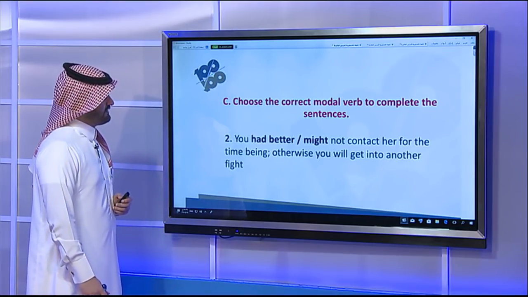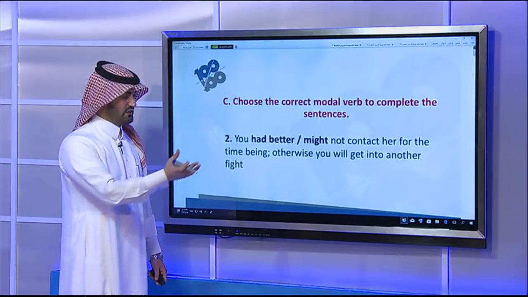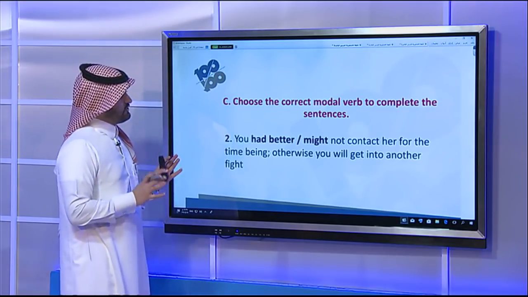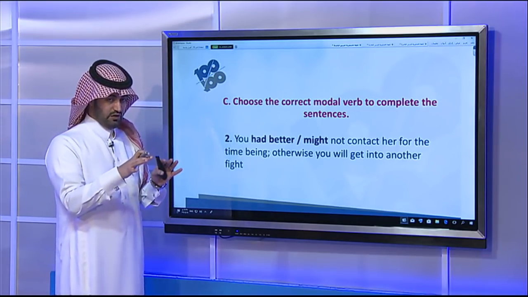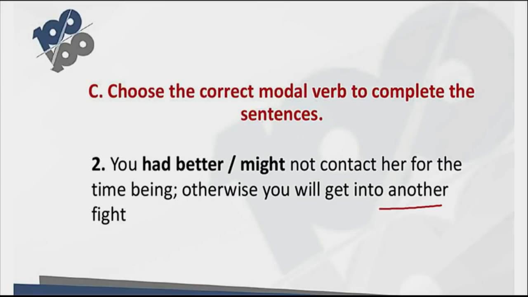You had better, you might not contact her for the time being. Otherwise, you will get into another fight. Okay. We have two modal verbs, had better and might. First, I have to understand the sentence, and I have to differentiate between the two modal verbs. Here he says, you not contact her for the time being. Okay, don't contact her. Why? Otherwise, you will get into another fight. Something bad will happen if you contact her. So, you had better not contact her, or you might not contact.